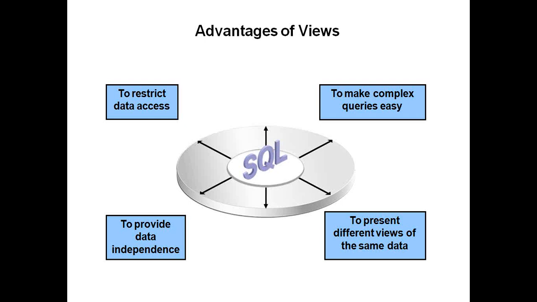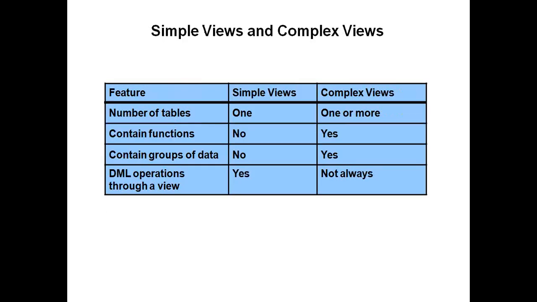A view will also act as a table, and the end user will not be able to know whether that is a view or a table. Oracle is going to maintain that kind of transparency here. And there are basically two types of views. One we call a simple view and the other we call a complex view.